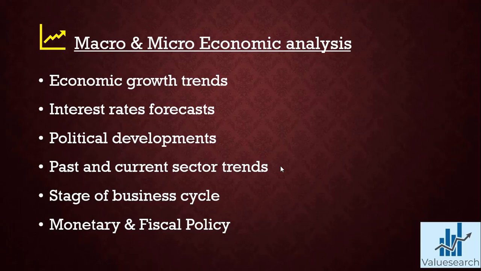So first let us look at macro and microeconomic analysis. Economic growth trends. You must analyze what the current economic growth trends are. That means what is GDP, the percentage of GDP, meaning gross domestic product. So the rate at which an entire economy is growing is basically GDP. If we say India has grown by 9% year on year GDP, that means the country's total GDP has gone up by 9% year on year. So this is economic growth trends.